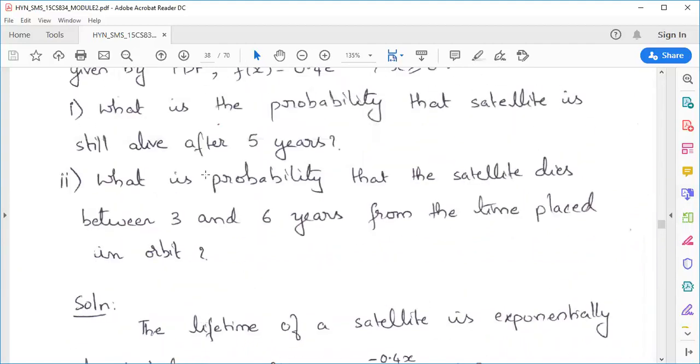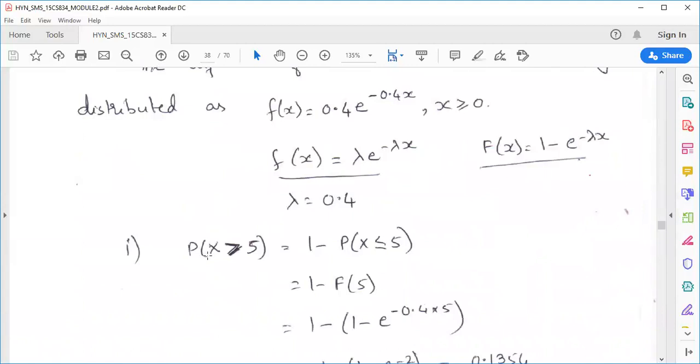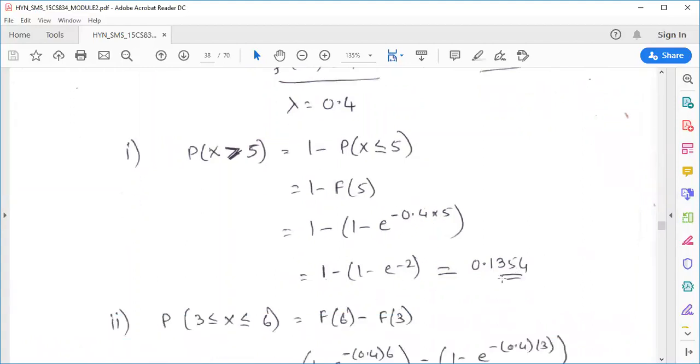So they have asked us to find what is the probability that the satellite is still alive after 5 years. After 5 years means we have to find the probability of x greater than 5. Probability of x greater than 5 is equal to 1 minus probability of x less than or equal to 5. So that will be equal to 1 minus f of 5, which is my cumulative distribution value. I have the formula for exponential distribution as f of x is equal to 1 minus e power minus lambda x. So that will be equal to 1 minus e power minus 0.4 into 5. Just substitute and solve this, you will get your answer.